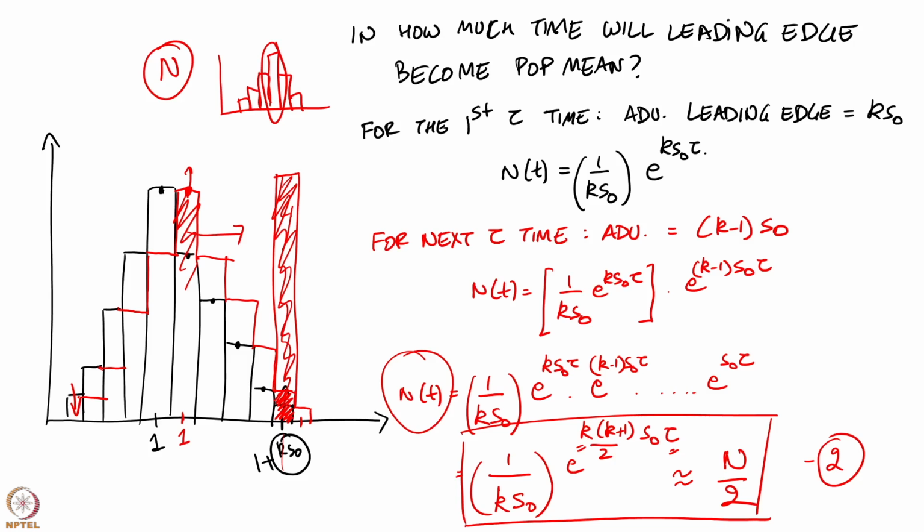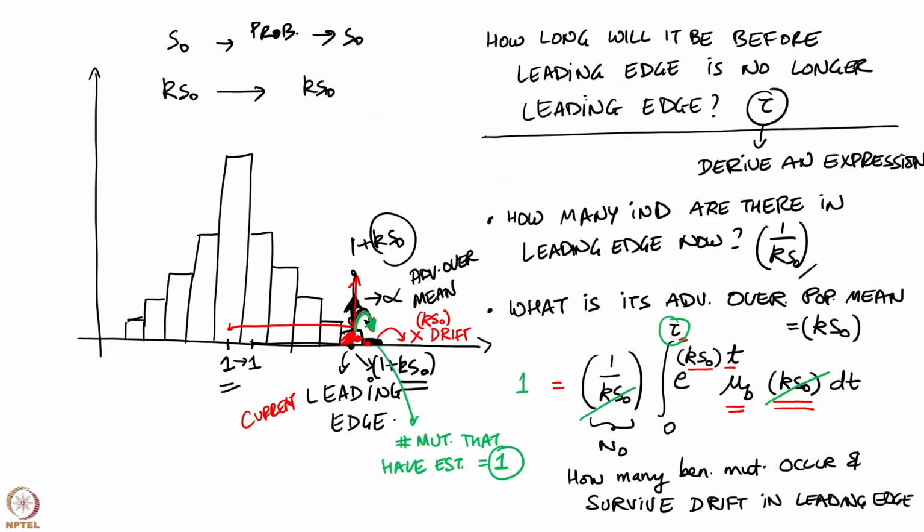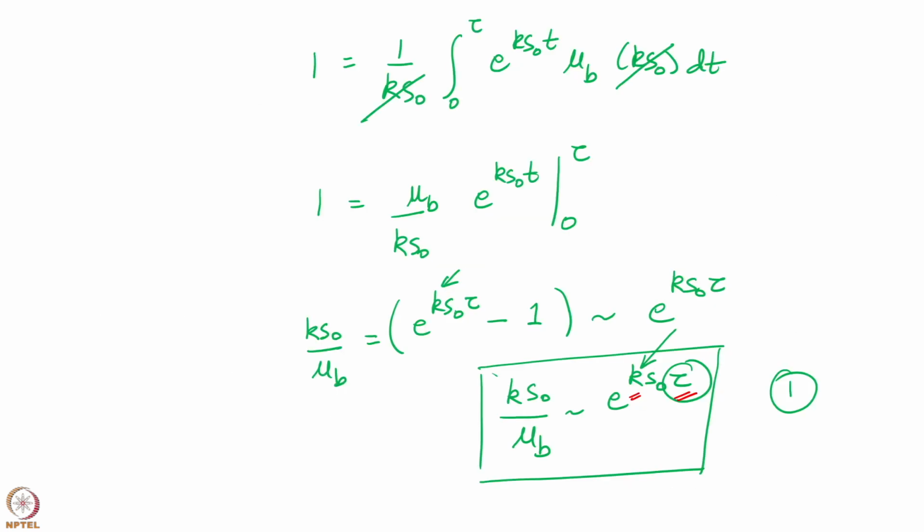So, this was slightly mathematically involved. I hope you got a sense of this wave moving to the right and how we have these two approaches to look at the wave. In the first one, we asked how much time it will take for the leading edge to become the population mean, and in the second one we discussed how long it will take for the leading edge to not be the leading edge. At the end of this, we have two equations and two unknowns which we will solve together. So, that concludes the mathematical part that I wanted to discuss.